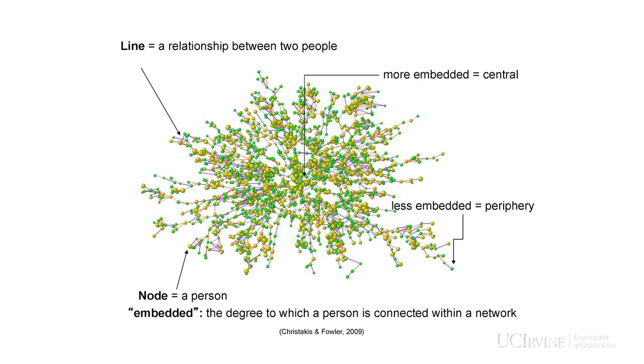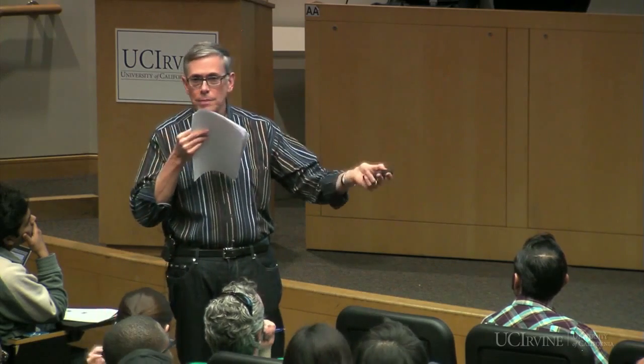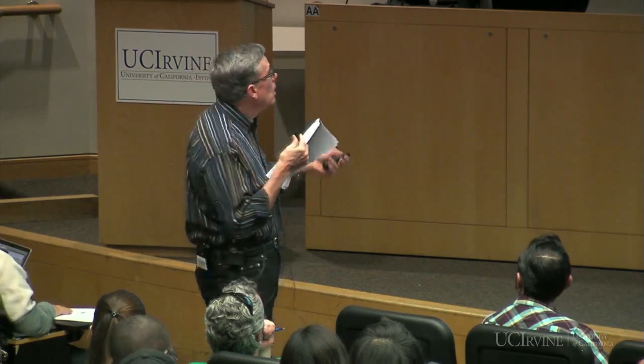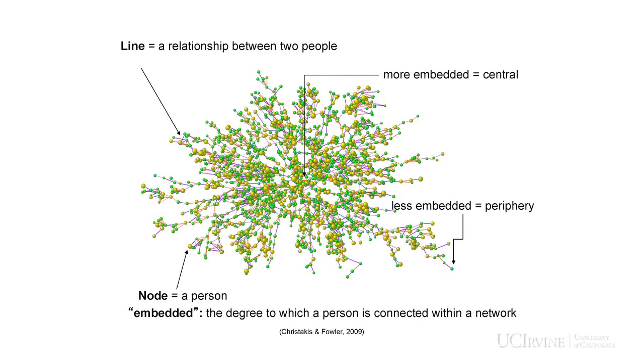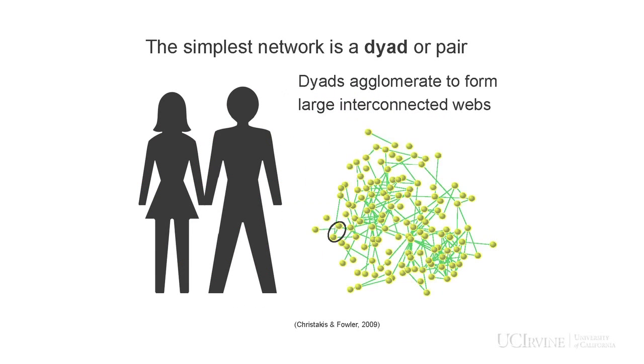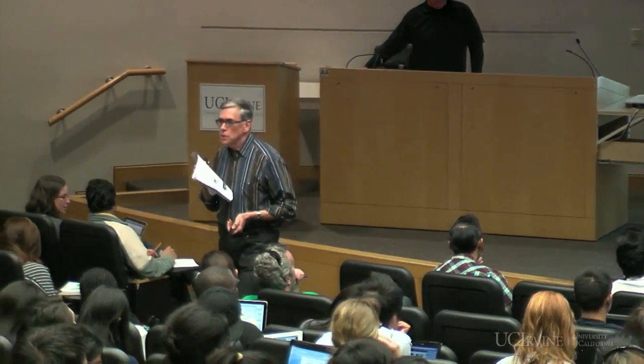What's happened for our country as a whole is that our social network in the US has gotten heavier, from 30% in 2000 to 36% now. And these lines represent links or relationships between two people. The simplest network is a dyad, or a pair of people, and they get together to form larger interconnected webs of relationships. Now we're going to talk about some of their research on Facebook users.